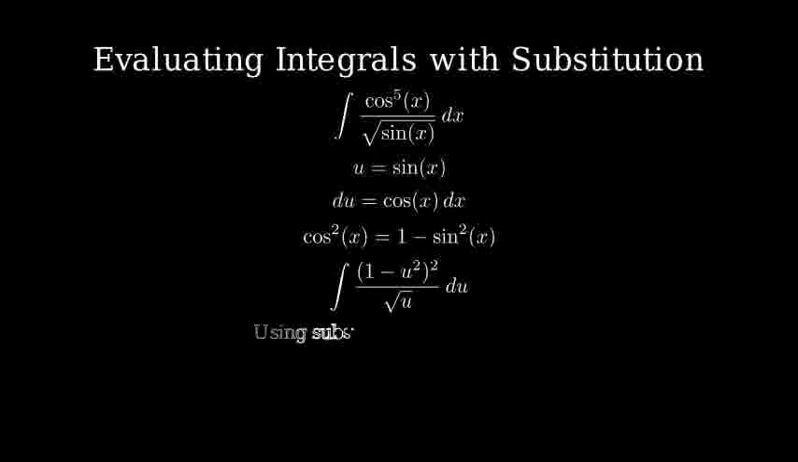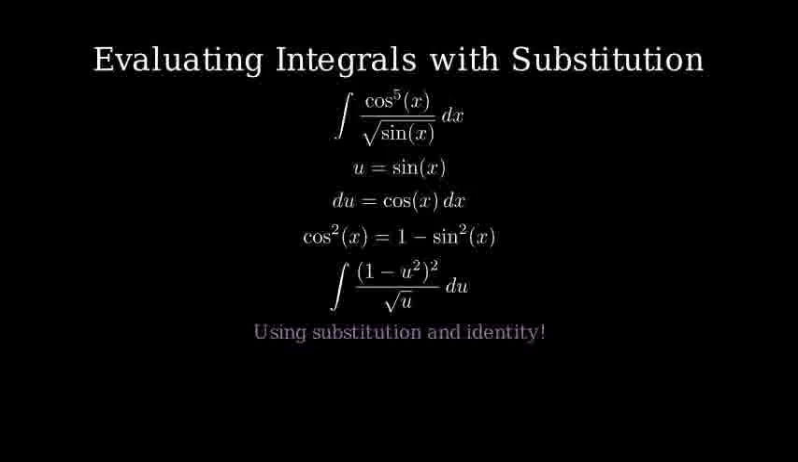Next, let's express the integrand in terms of u and simplify. Since du equals cosine x dx, the original expression of cosine to the fifth power of x divided by square root of sine x dx can be rewritten as cosine to the fourth power of x times cosine x over square root of sine x dx. This means that we have cosine to the fourth power of x equals cosine squared of x squared, where cosine squared of x can be substituted with 1 minus sine squared of x.